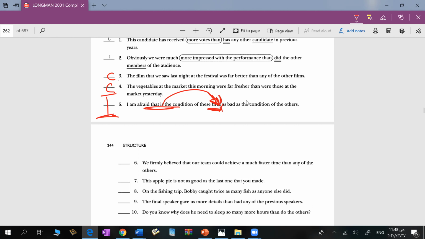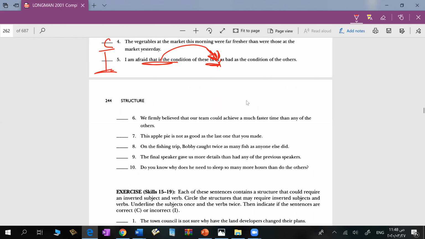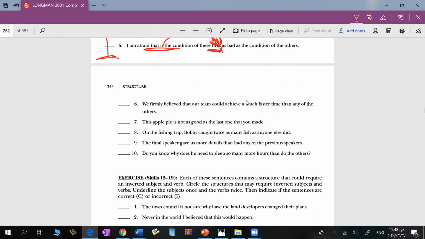Okay, number 6, we firmly believed that our team could achieve a much faster time than any of the others. Correct. This apple pie is not as good as the last one that you made. Incorrect. Why incorrect? What's wrong with it? I thought it might be make because the apple pie is, but no, the last one that you made.